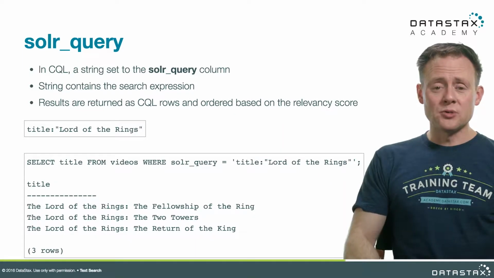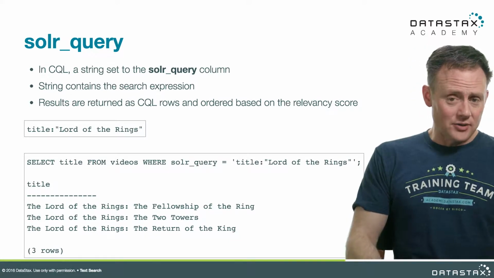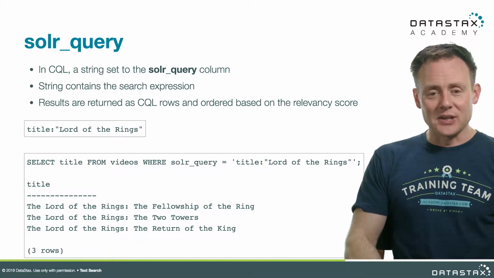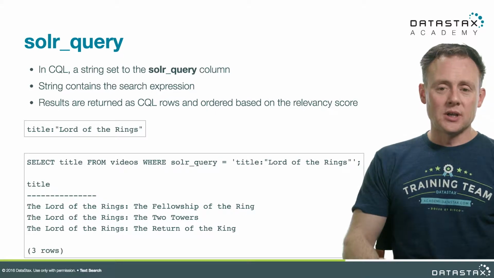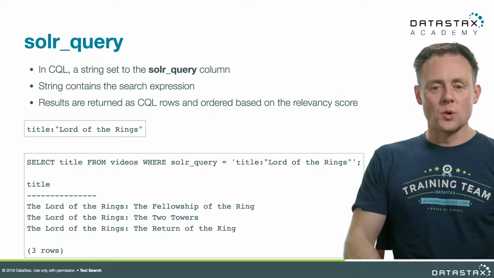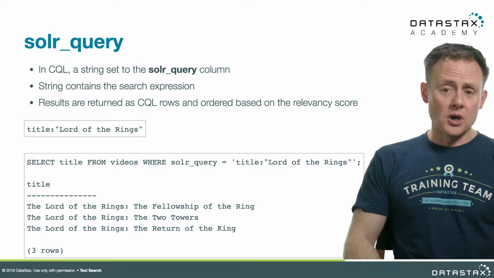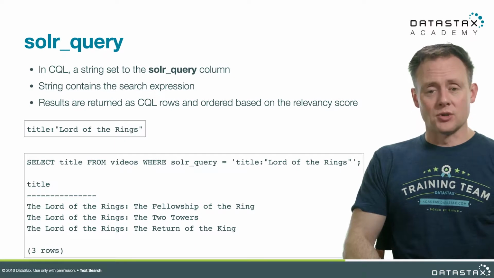Here we're looking for movies whose titles match the phrase Lord of the Rings. Now we say phrase because that is words inside of double quotes. We do that with a select title from videos where Solr Query equals title colon "Lord of the Rings" in double quotes. What that's going to do is return the results as CQL rows ordered based on the relevancy score of the query that search has determined.